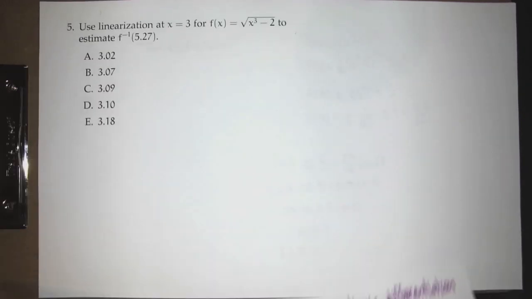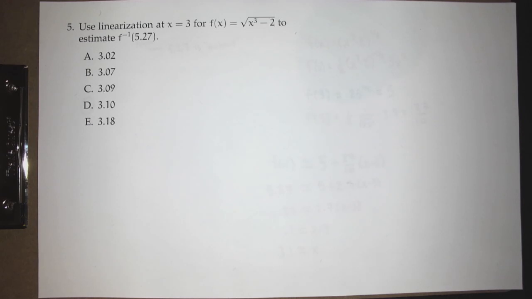Number 5. Use linearization at x equals 3 for the function f of x equals the square root of x cubed minus 2 to estimate f inverse of 5.27.